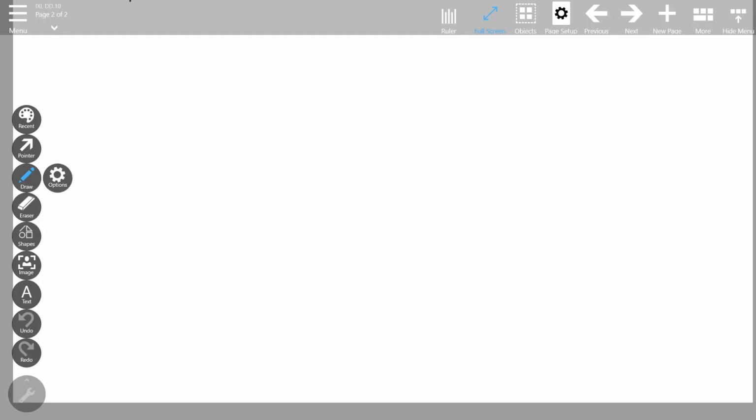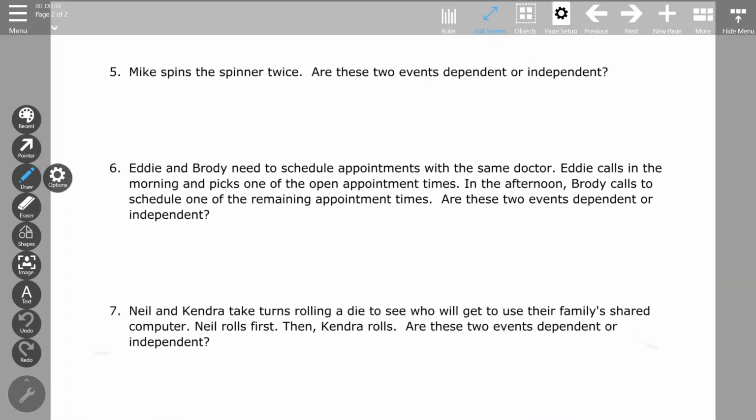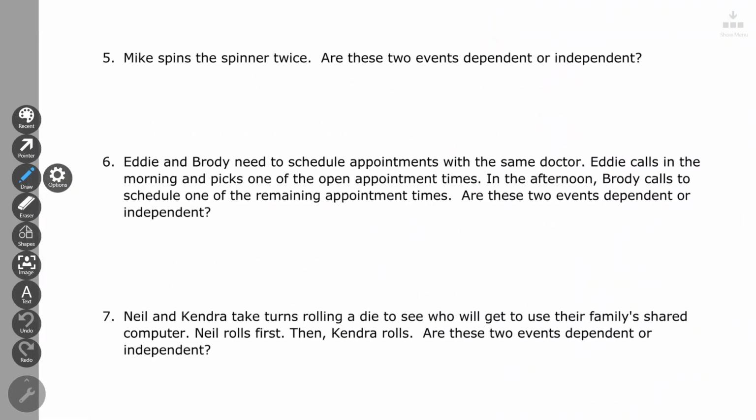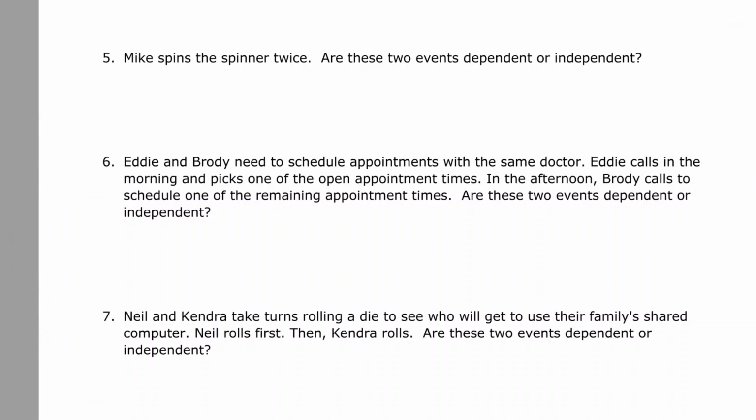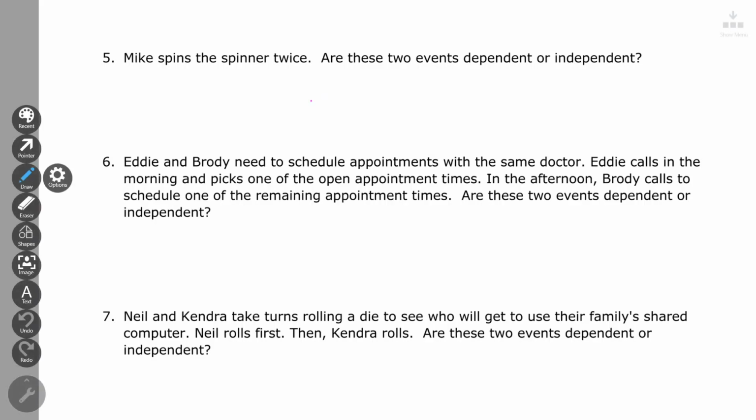All right, let's go to number five. Number five says Mike spins the spinner twice. Are these two events dependent or independent? Now, on a spinner, once you spin it, the next person can spin the same thing you just spun. So because the next person can spin the exact same and land on the exact same space that was just spun, you know that these two events are independent. It doesn't matter what the person before you spun, you can still spin the same thing.